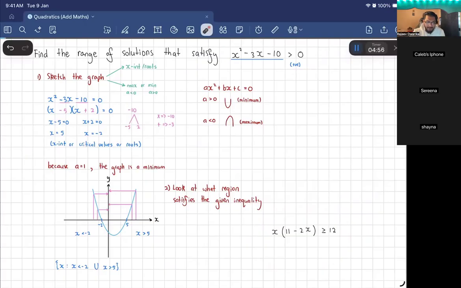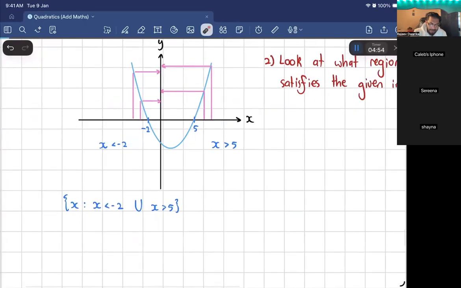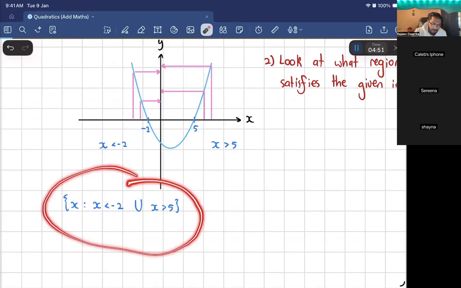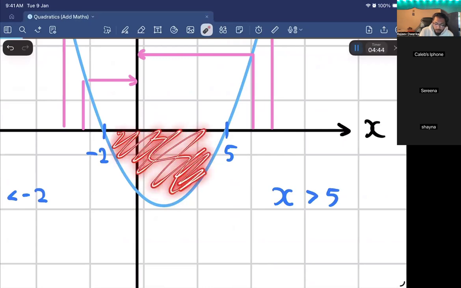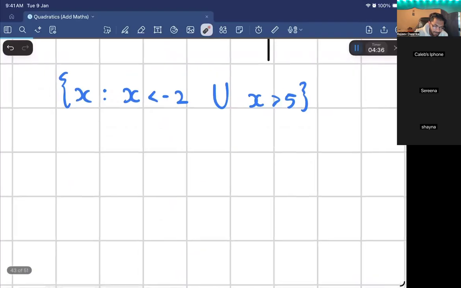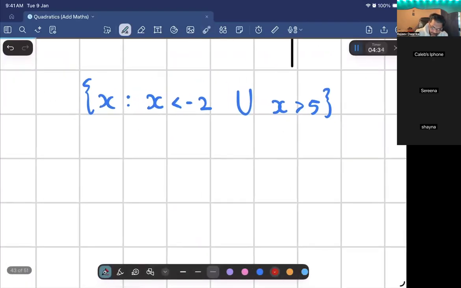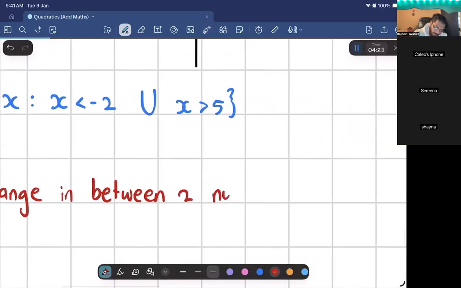Now, let me just explain something quickly. So guys, this is what your solution is going to look like if your answer is on the outside. If your answer is on the inside, so Caleb, then what would be my value for x? It would be in between what? In between -2 and 5. Right. So anytime you have a range in between two numbers, this is how you would write that.